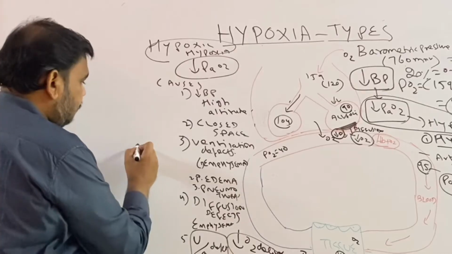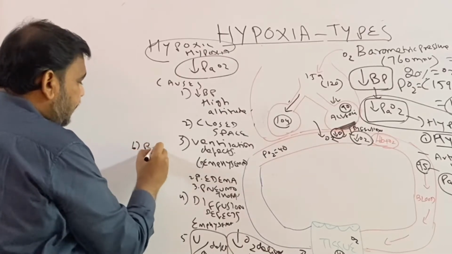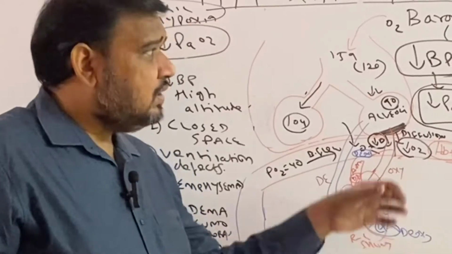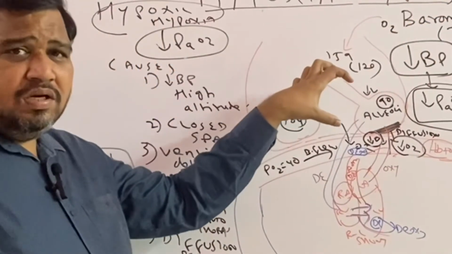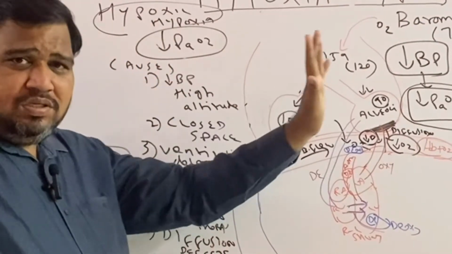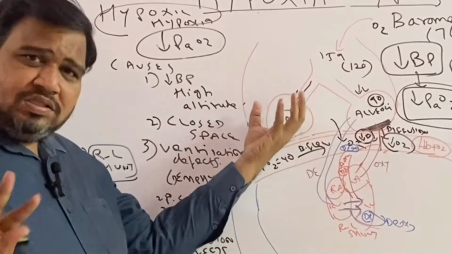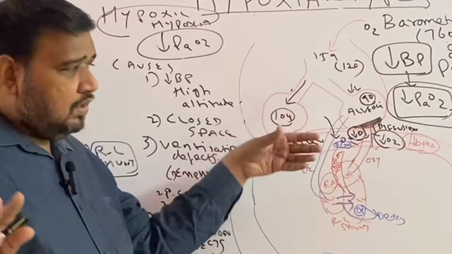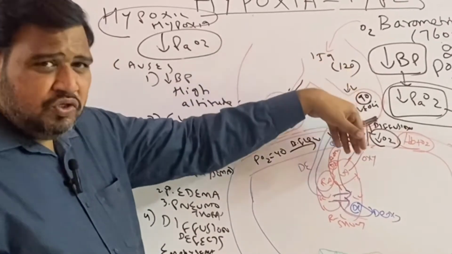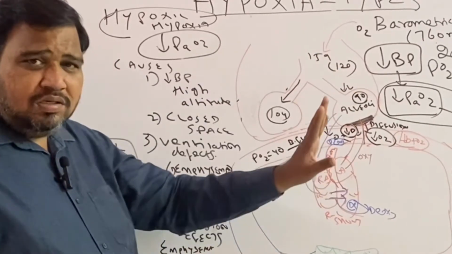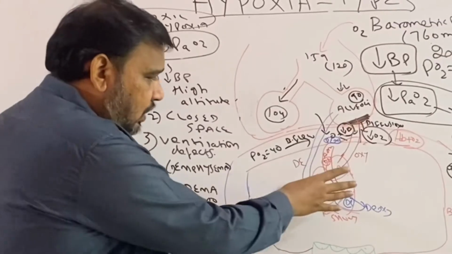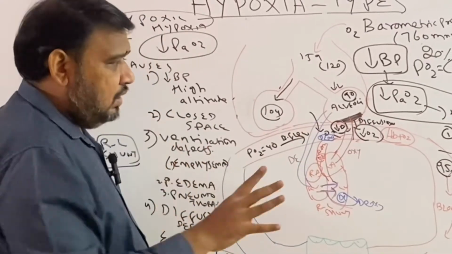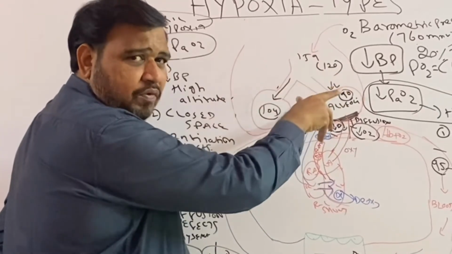Now the final one, right to left shunt. Note it down. In right to left shunt, what happens? The partial pressure of oxygen coming from the atmosphere is normal, 160. The alveoli is normal, it is getting properly ventilated. The alveolar PO2 is 104, normal. The oxygen diffusion is normal. But in the heart, what happens? See here, the right ventricle is carrying deoxygenated blood. It goes to the lungs for purification.